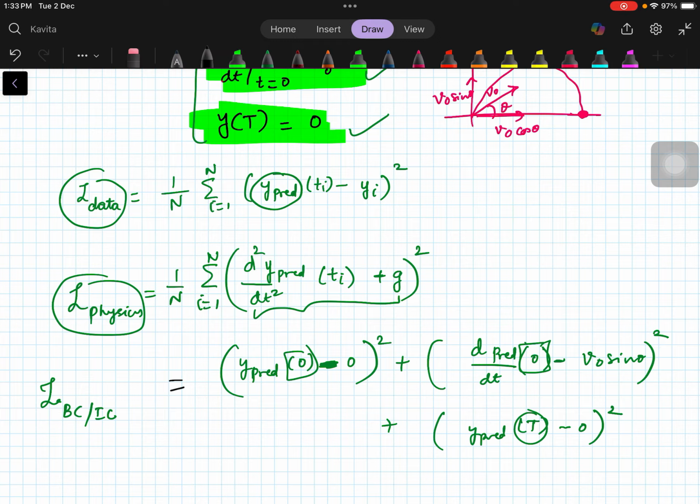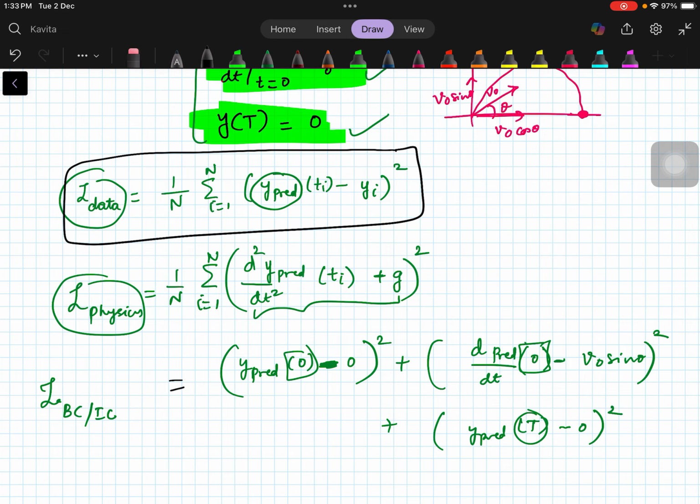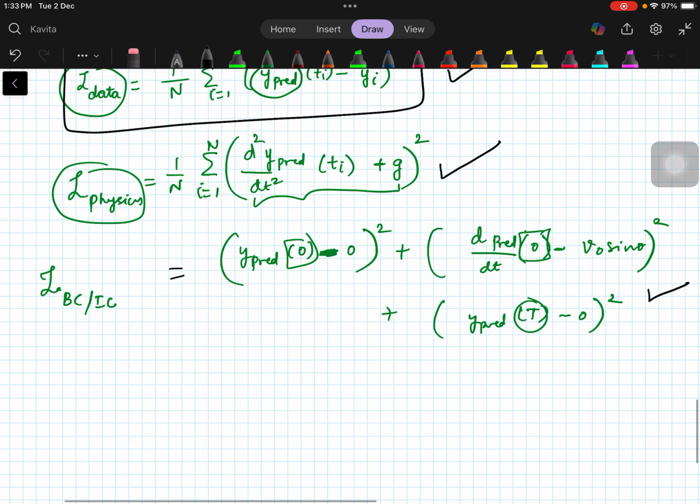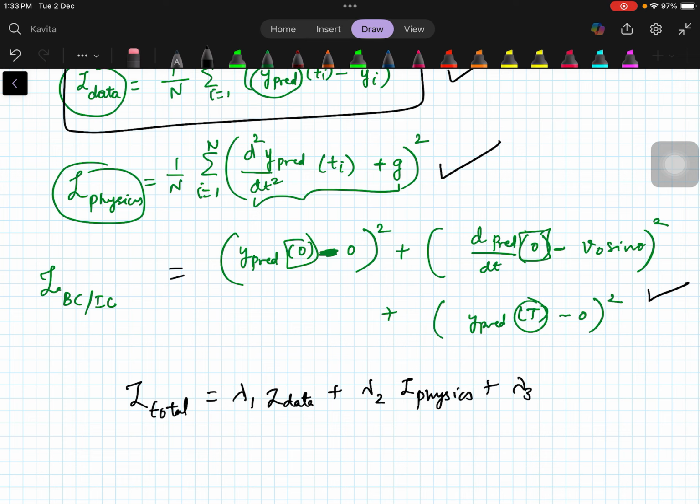So now you don't just minimize this particular error, you will minimize this error as well as this error as well as this error. So what you are going to do, you are going to construct L total, which will be lambda 1 times L data plus lambda 2 times L physics plus lambda 3 times L boundary conditions and initial conditions, right.